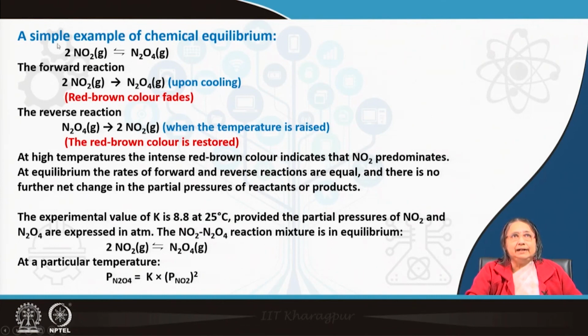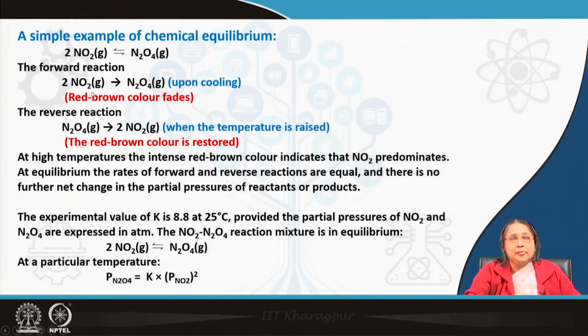Now, let us consider another example which you can visualize, because this has different colors. You can see it is the NO2 gas. NO2 gas is red brown in color, okay? And the N2O4, which is the dimer of NO2, is also a gas. This has no color, okay? Now, think about this reaction. This is the equilibrium expression. So, depending on the condition, that means the temperature, you can see different colors.